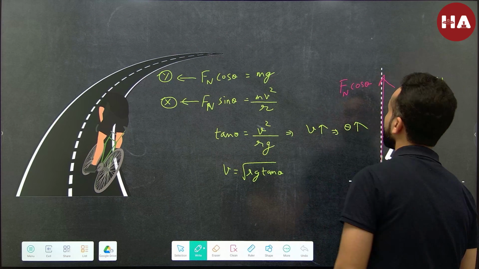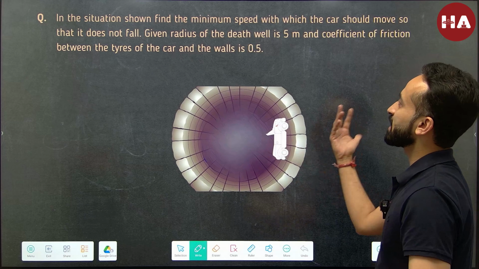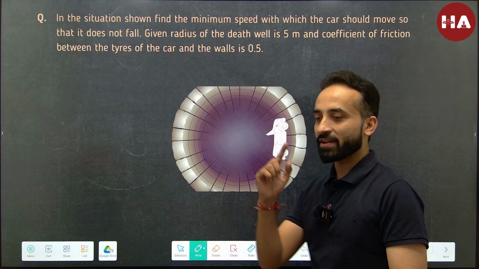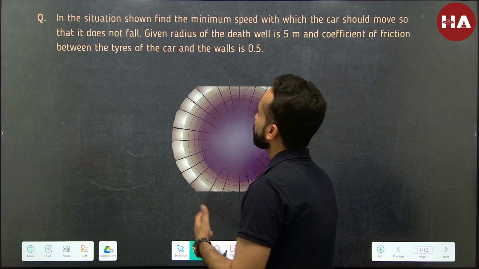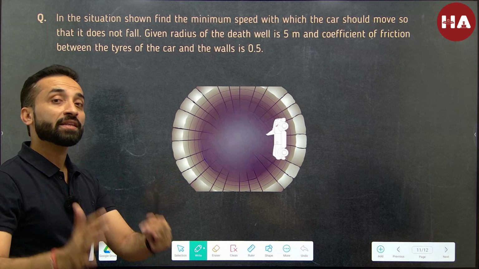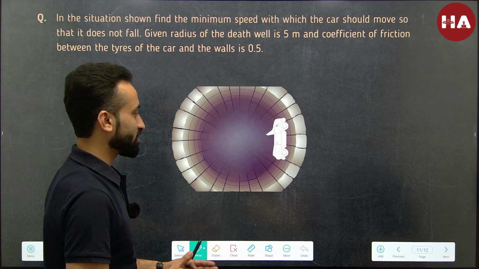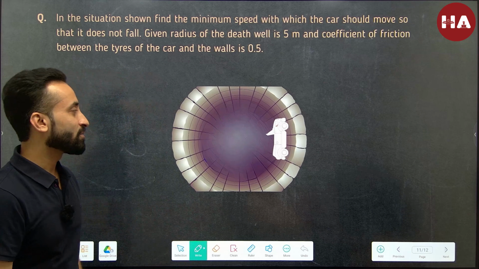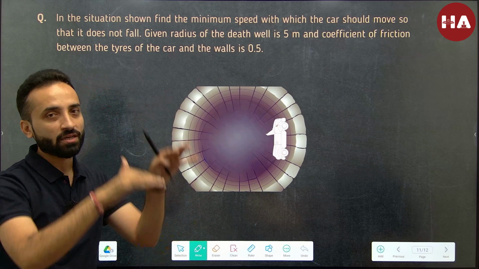Alright, so let's discuss this question. In this situation, it's kind of a death well where the car is moving on a vertical wall, right? And what is being asked? They are asking what is the minimum speed that this car should have so that it doesn't fall. So now it is just the opposite. You need to drive fast if you don't want the car to fall.